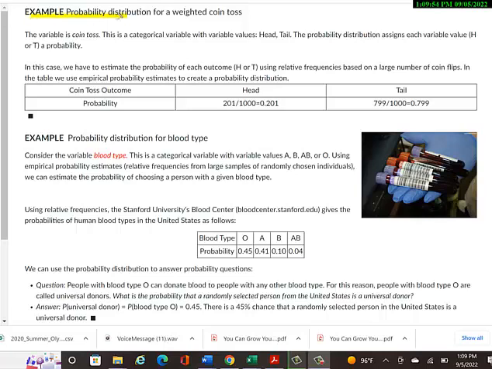Now we'll look at the probability distribution for a weighted coin toss. The variable is still a coin toss. This is a categorical variable with variable values, heads or tails. The probability distribution assigns each variable value, H or T, a probability. In this case, we have to estimate the probability of each outcome, H or T, using relative frequencies based on a large number of coin flips. In the table, we use empirical probability estimates to create a probability distribution.